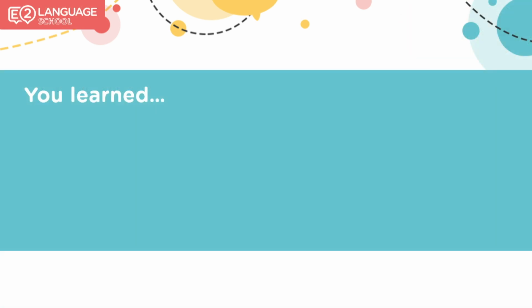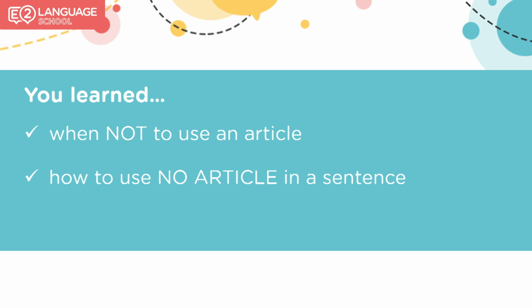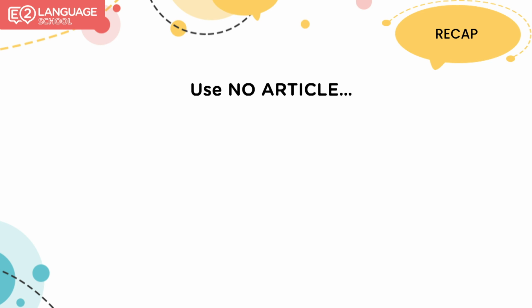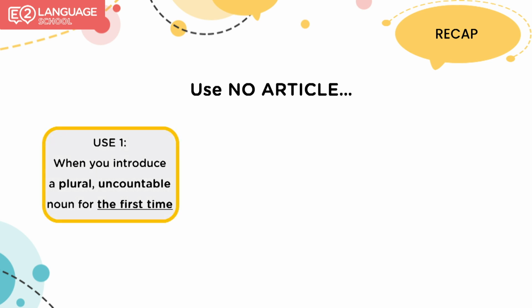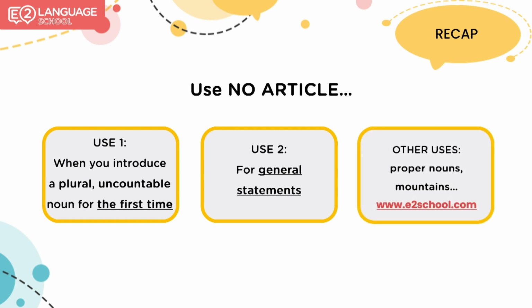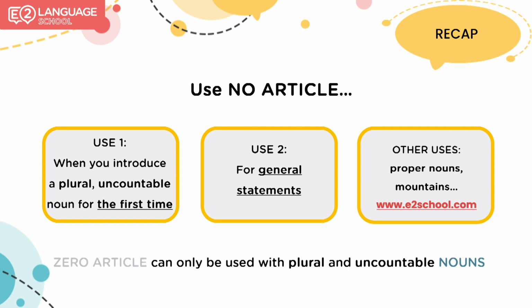Okay, so in today's class, you learned when not to use an article, how to use no article in a sentence, and to compare a and an, the and no article. So a little review. We use no article, first of all, to introduce plural uncountable nouns for the first time. The second use is with general statements. And it also has some other uses, so with proper nouns and mountains, and you can learn about these in detail on E2 School. The rule is that zero articles can only be used with plural and uncountable nouns.